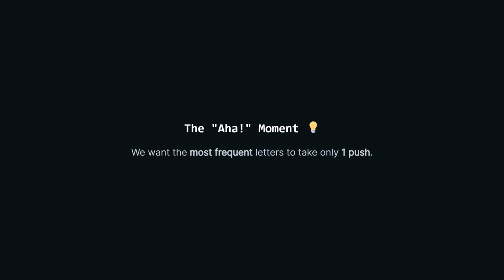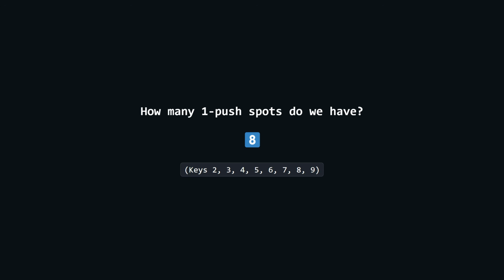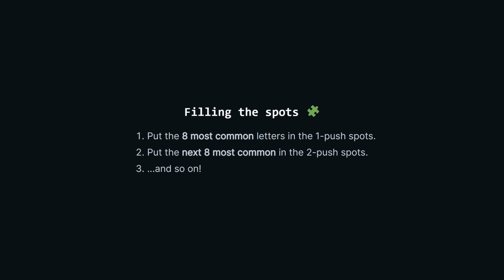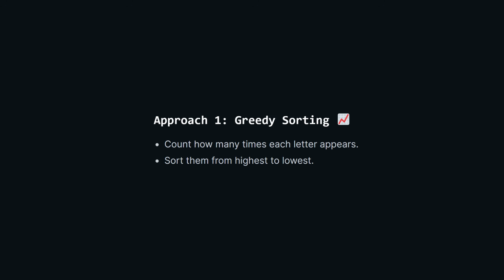Let's think about the strategy. If we want the fewest total pushes, it makes sense that the letters we type the most often should be the easiest to type, meaning they should only take one push. Because we have 8 keys available, that means we have exactly 8 prime spots, where a letter only requires a single push. So the logical step is to take our 8 most frequently used letters and assign them to be the first letter on each of our 8 keys. Then, the next 8 most frequent letters become the second letter on those keys, requiring 2 pushes, and we just keep going like that. This brings us to our first approach, which the editorial calls greedy sorting.